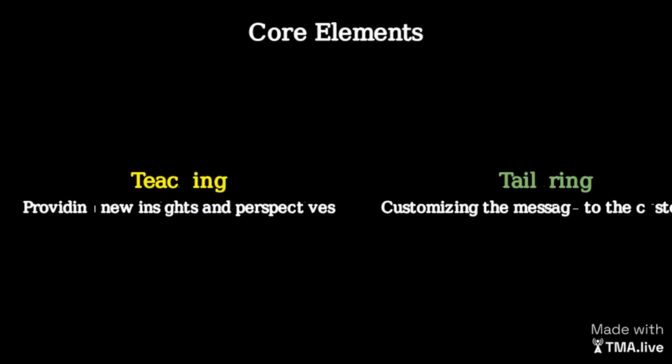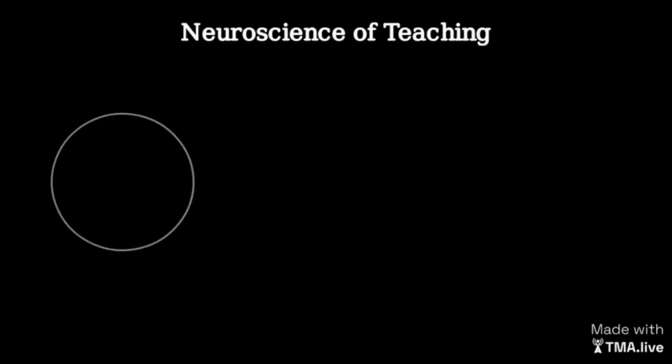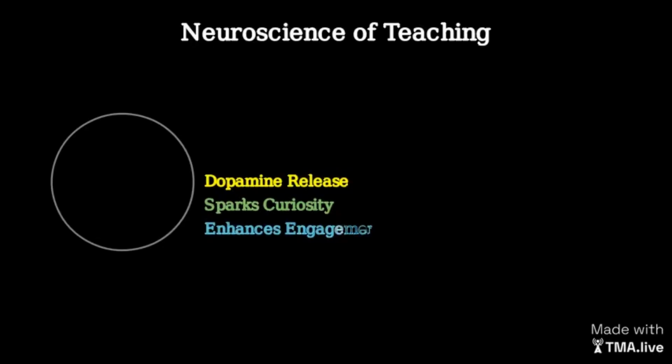The Challenger approach is built on three core elements: teaching, tailoring, and taking control. Teaching involves providing new insights and perspectives. Tailoring means customizing the message to the customer's specific needs. Taking control is about guiding the sales process and its outcomes.